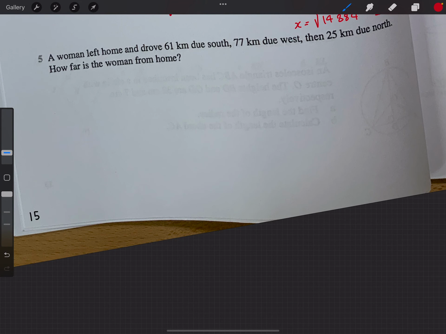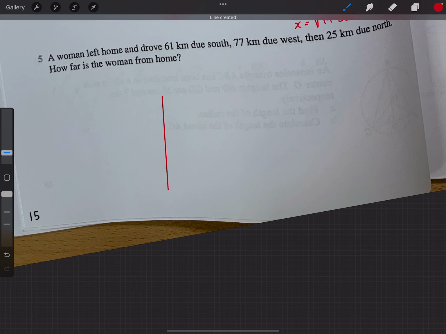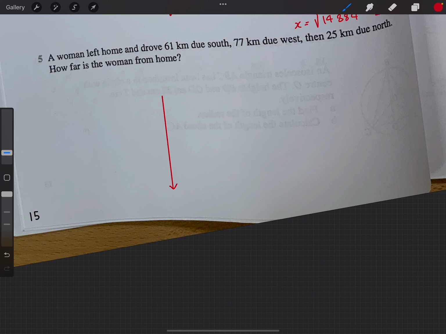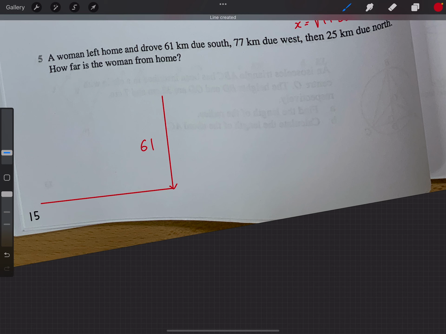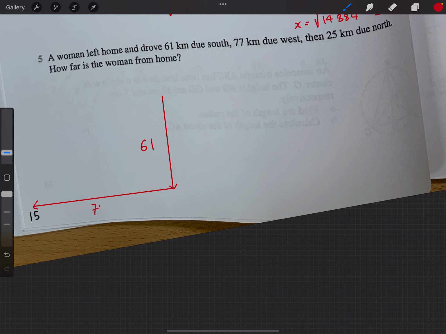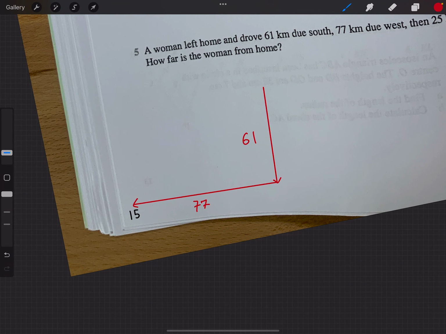A woman left home and drove 61 kilometers due south. So this will be 61. And then, let me see, 77 kilometers due west. So that's that direction. And then 25 kilometers due north. So south, west, and then north. And this one's only 25, so about here. Okay, then this is north.